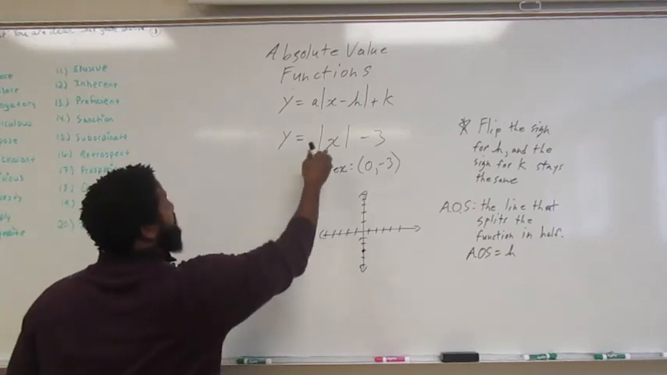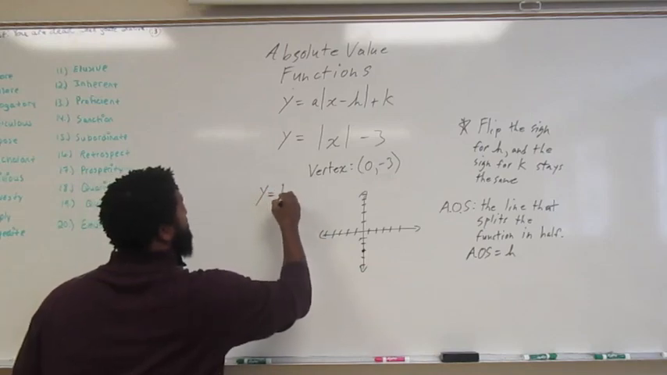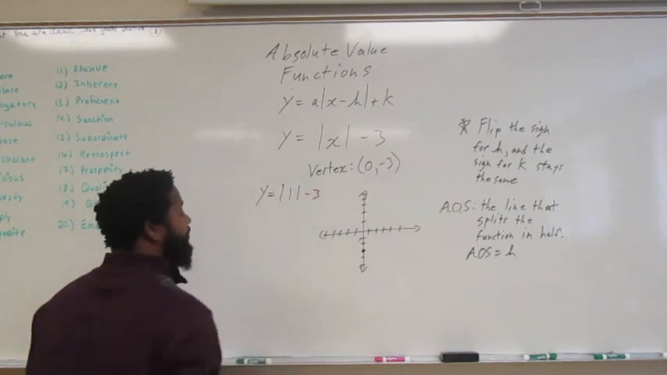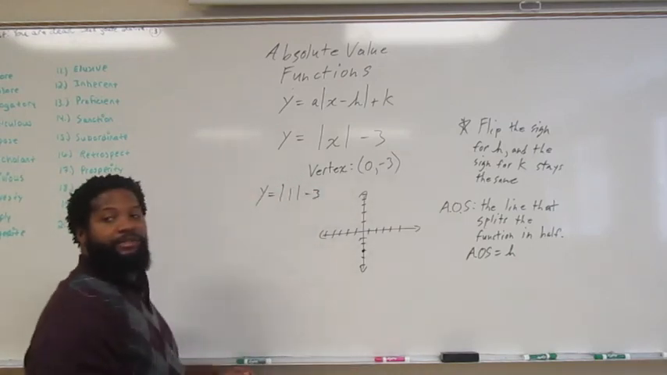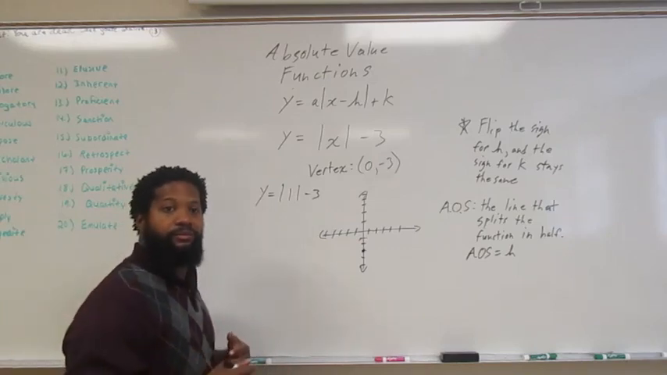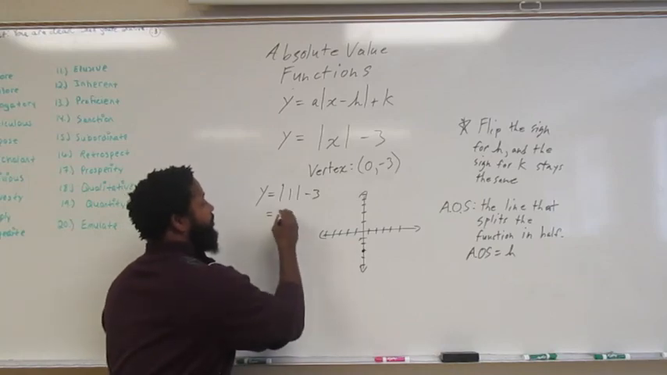So, x is equal to 1, right? So you have y equal to absolute value of 1 minus 3. When we're dealing with an absolute value of 1, it is 1. Good job, okay? Absolute value of 1 is 1.